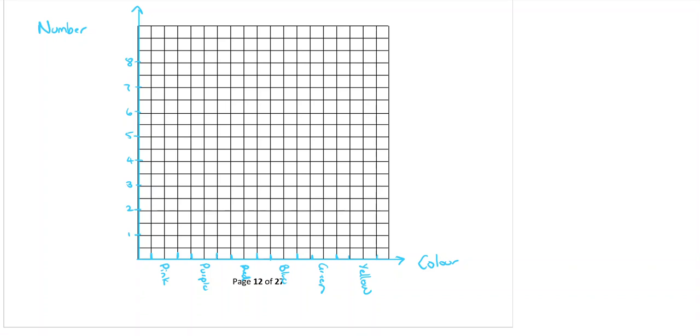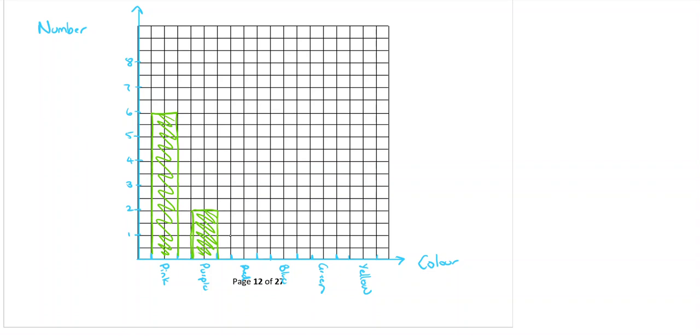So pink, there were 6 people. We're going to draw a column. Oh, sorry, let me start that again. Let me start here. 2 spaces wide. Colour that in. That is the pink. Purple had 2 people. So remember that gap. Make sure these lines are nice and straight. You should be ruling them even with your ruler.